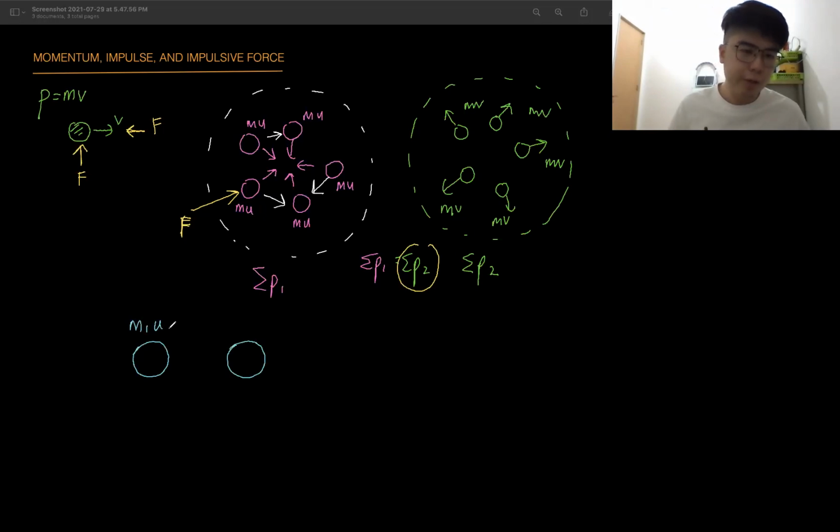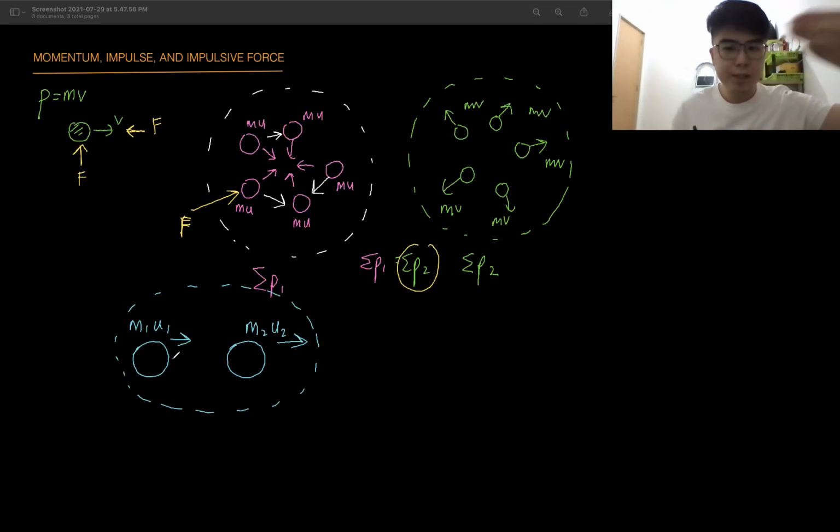So let's say, suppose that we got two bodies, M1 moving at U1 in this direction, M2 moving at U2 in this direction. Two bodies and they make up a system. This is my system. Before the collision, now let's say the body at the back catches up and it hits the body in front. So there's a collision here.